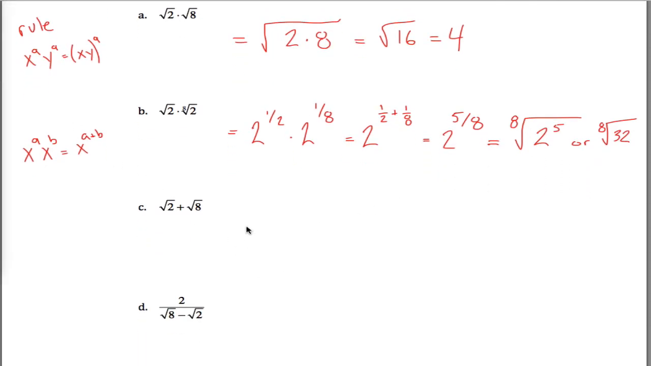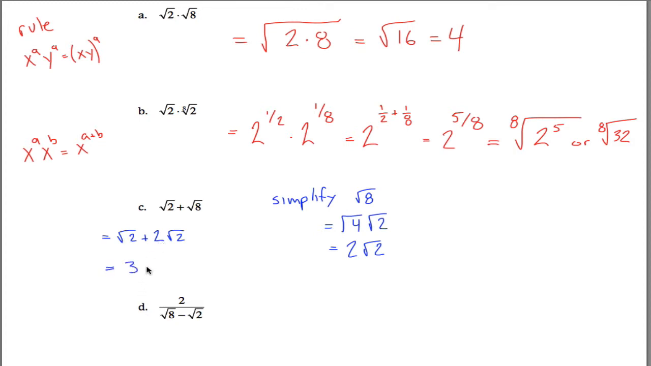All right, this next one, we're trying to add these square roots. You can't add them the way they're written right now, but what you could do is first simplify the square root of 8. The square root of 8 is the same as the square root of 4 times the square root of 2, which is 2 root 2. So really this question is asking: what is the square root of 2 plus 2 times the square root of 2? I have one of these root 2 things, and I want to add 2 more of these root 2 things. What I end up with is 3 of these root 2 things.